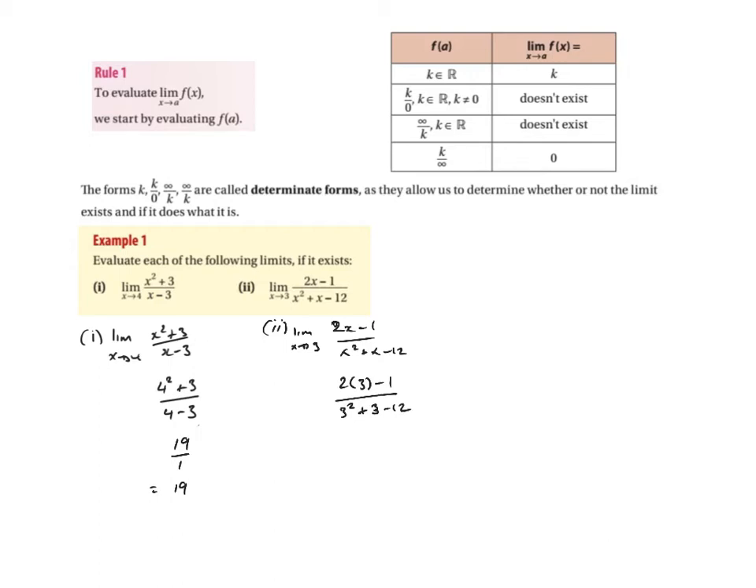So we've got 2 by 3, which is 6. 6 minus 1 is 5. Then on the bottom, we end up with 3 squared, which is 9, plus 3, which is 12. 12 minus 12 is 0. Now if you have a look here, we have a constant, which is 5 divided by 0. A constant divided by 0 means that the limit doesn't exist. So therefore we can say the limit does not exist.